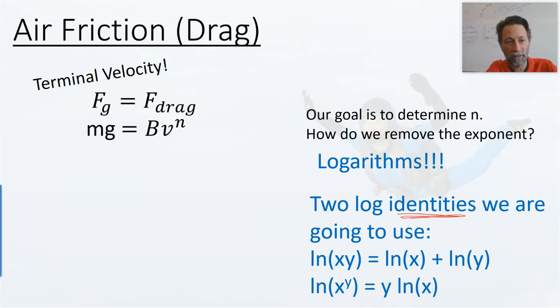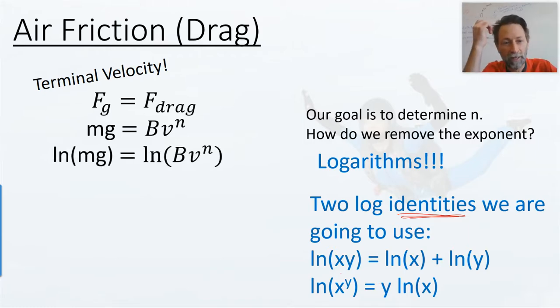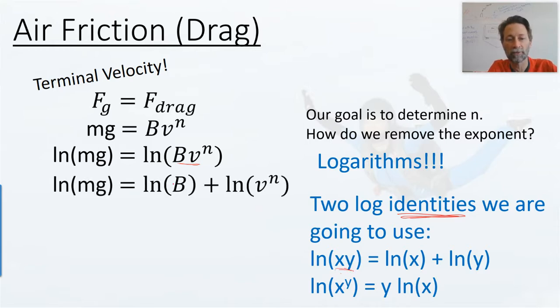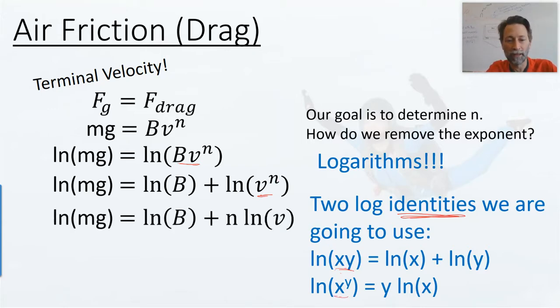So if I go back to my equation, mg = bv^n, then I can take the natural log of both sides. I look at this bv^n, and it looks very similar to xy. So I can use that to pull them apart and say the natural log of b plus the natural log of v^n. And now I have a term that looks very similar to the second identity, and I can pull the n value out to become the coefficient in the front.